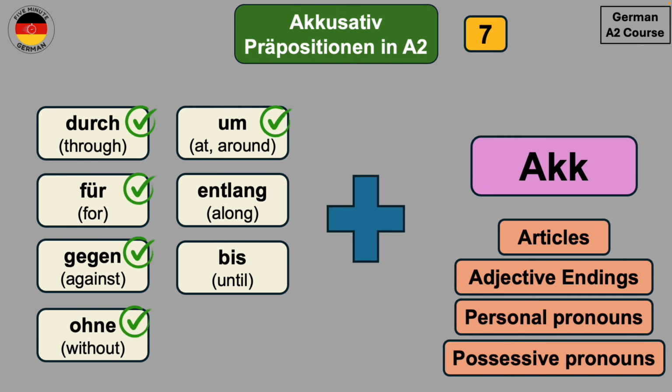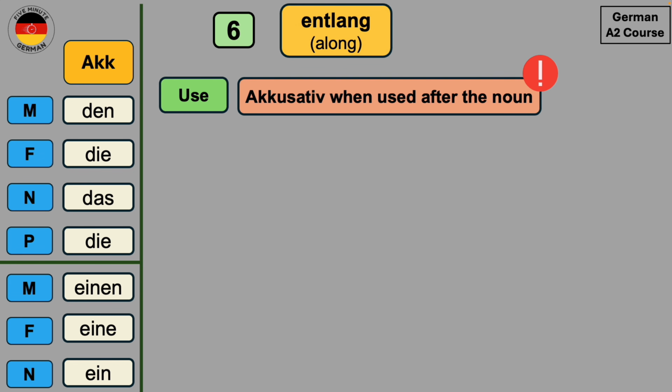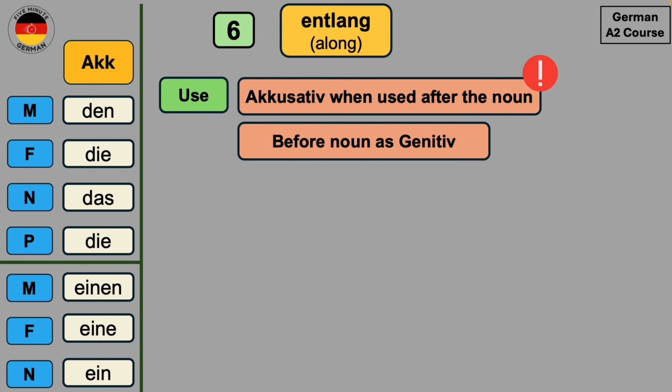So the next preposition is entlang, which means along. And an important point over here is that entlang is accusative only when it is used after the noun. It can also be used before a noun, but in this case, it will be a genitive preposition. So the genitive is the fourth case in German language, and we will learn it later in the A2 course. So let's see an example with entlang.